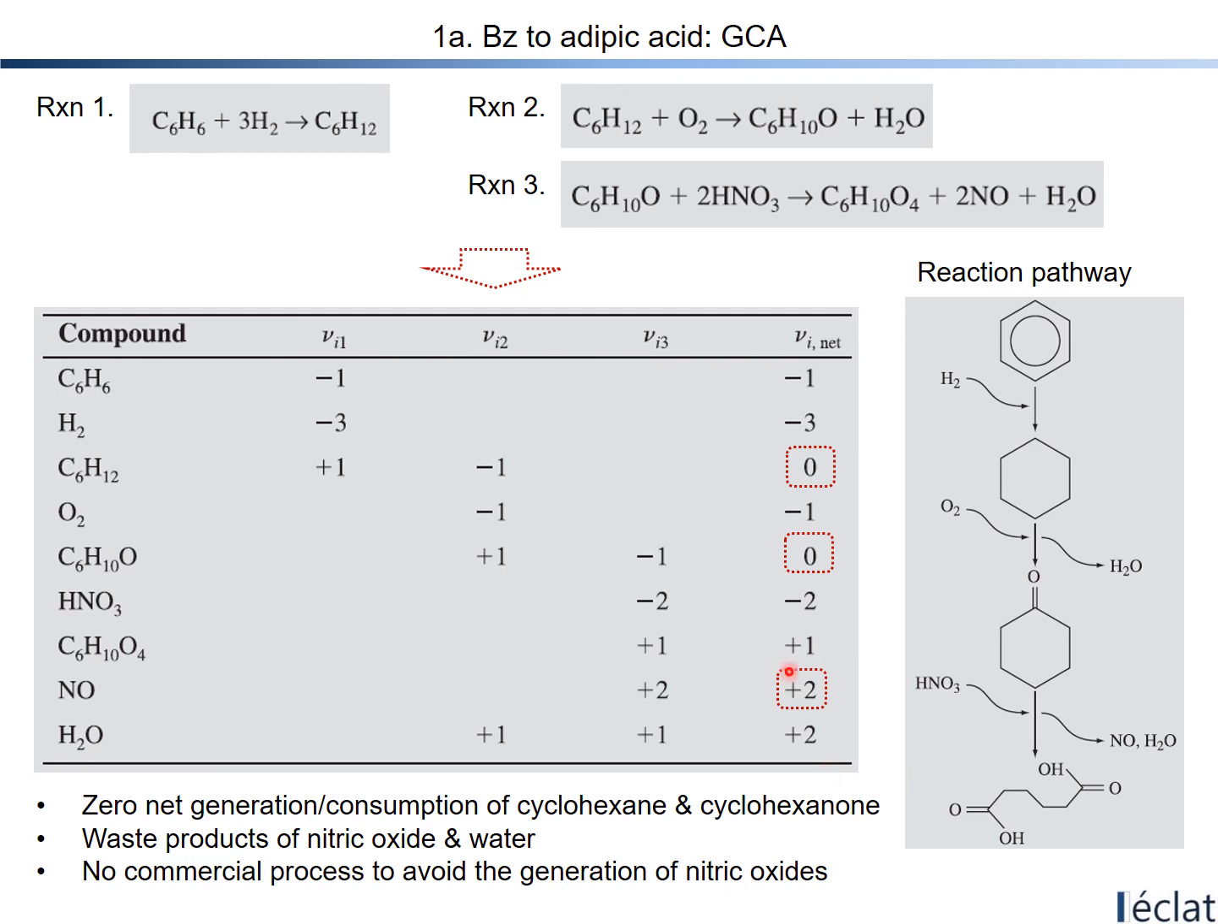So let me check it. Benzene is -1, a reactant, and hydrogen is also a reactant, and then the cyclohexane, this guy, is produced, but from the information about the net sum, zero net sum, we recognize this one, cyclohexane, is the intermediate. Then oxygen is introduced as the reactant, and then cyclohexanone is produced, but this is the intermediate.